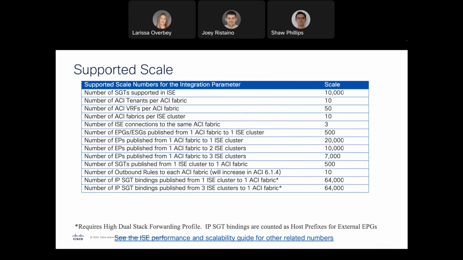And then we have our supported scale numbers. With the way that we're implementing it today, that is different than the previous implementations of ICE and ACI. We're able to have a higher scale limit. So that's one of the benefits to this PX Grid implementation for this integration.